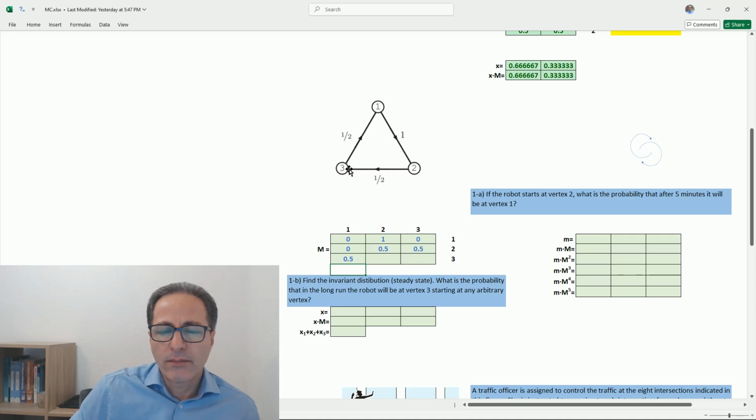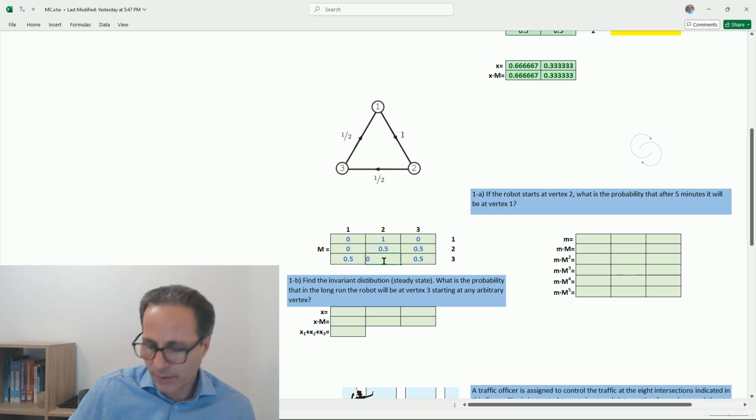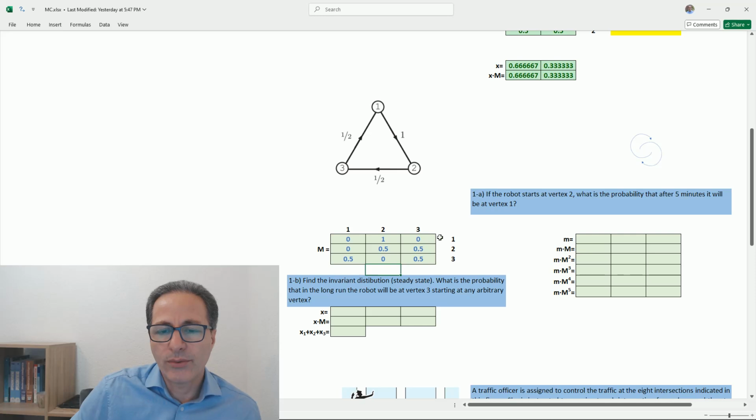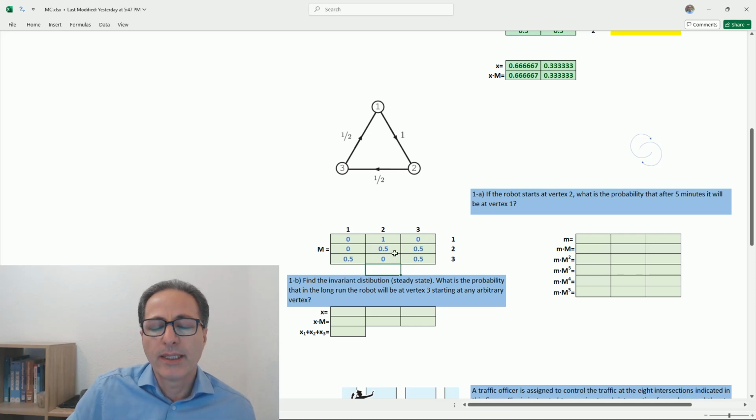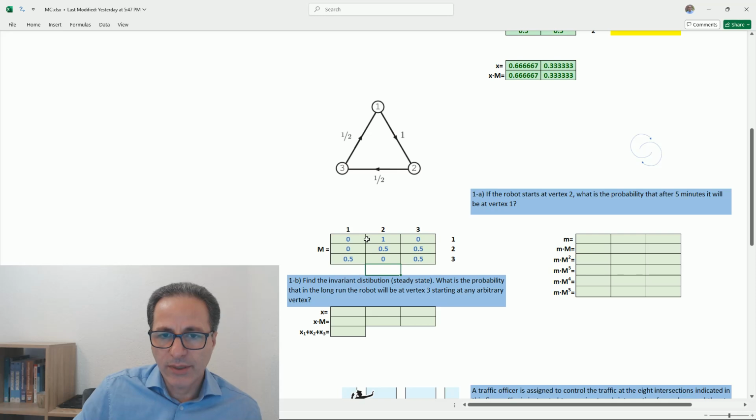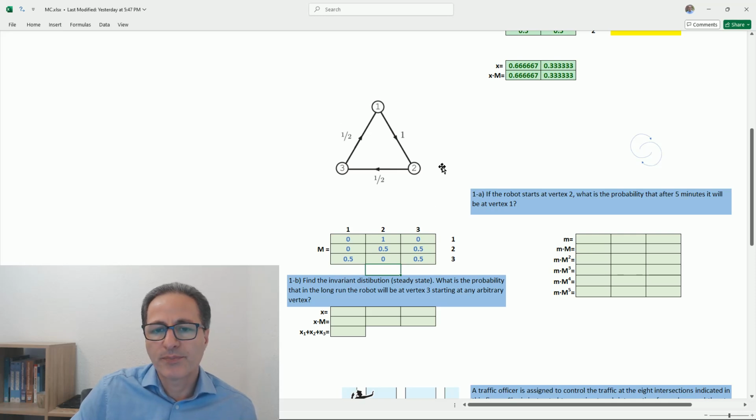And for the rest, it means that with 1/2, it stays at the same place. Again, this is also 1/2. And this one becomes 0. So this is how to write the probability matrix, or Markov matrix, or transition matrix, based on the graph.